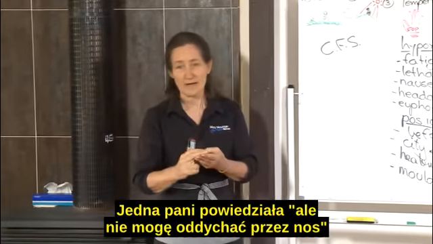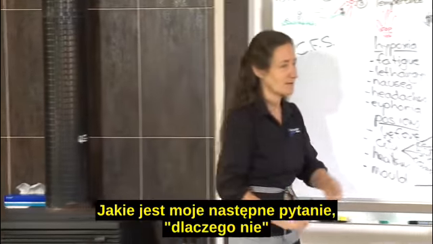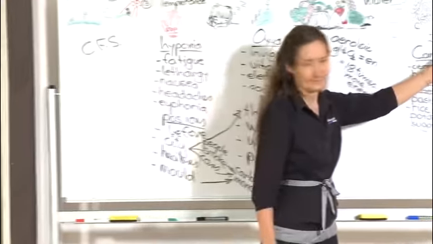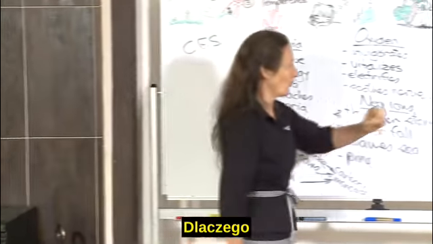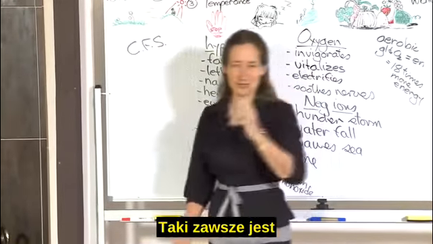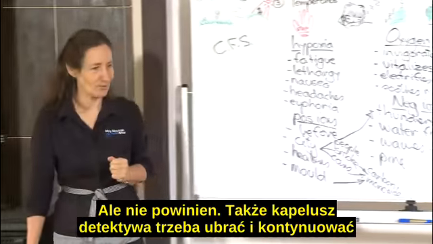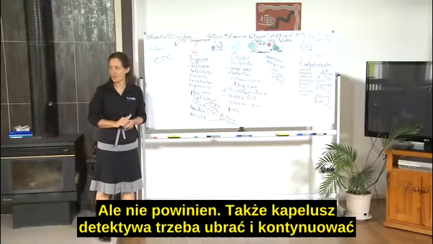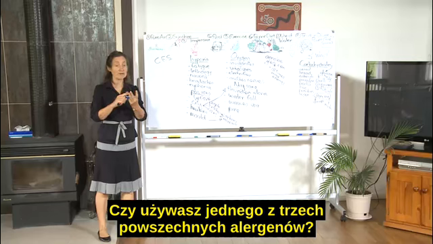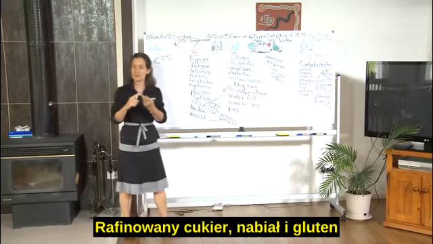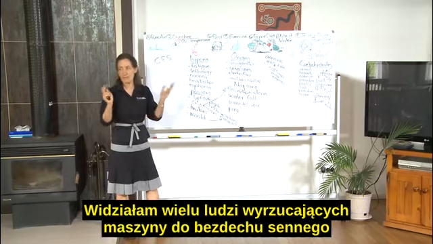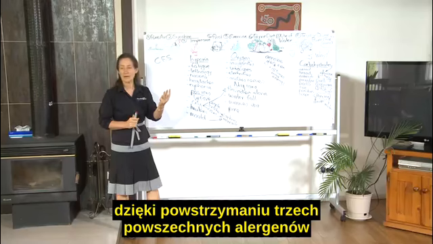One lady said to me, "But I can't breathe through my nose." What's my next question? Why not? Because it's all blocked up. Why? Well, it just always is. Well, it should not be. So the detective hat has to go on. Are you taking one of the 3 common allergens? Refined sugar, dairy products, and gluten. I've seen many people throw their sleep apnea machines away by stopping the 3 common allergens.